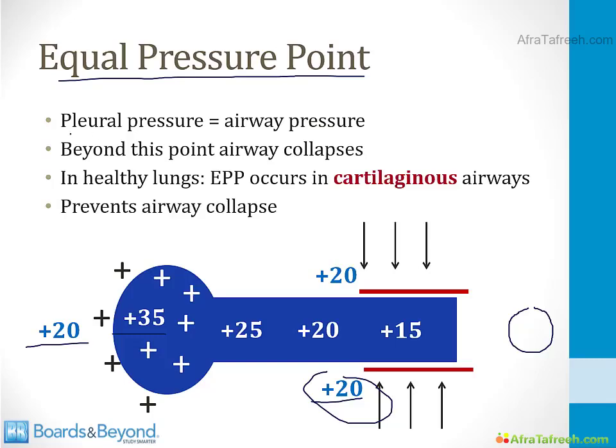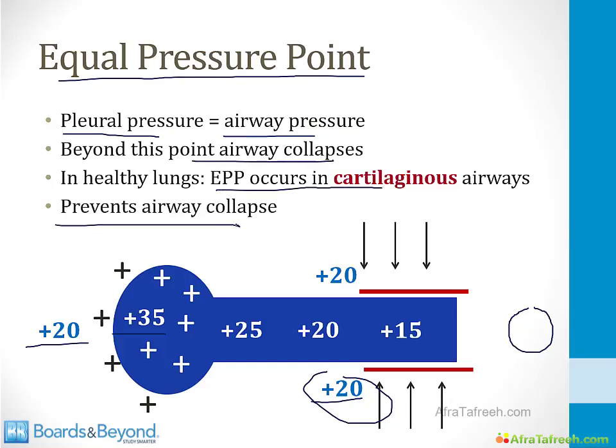So I've summarized these points on this slide. The equal pressure point is the point where pleural pressure equals the airway pressure. Beyond this point, the airway collapses, but in healthy lungs, the equal pressure point occurs in the cartilaginous airways, and therefore airway collapse does not happen.